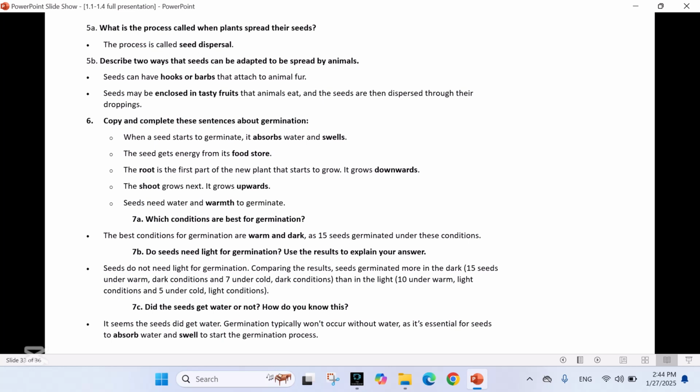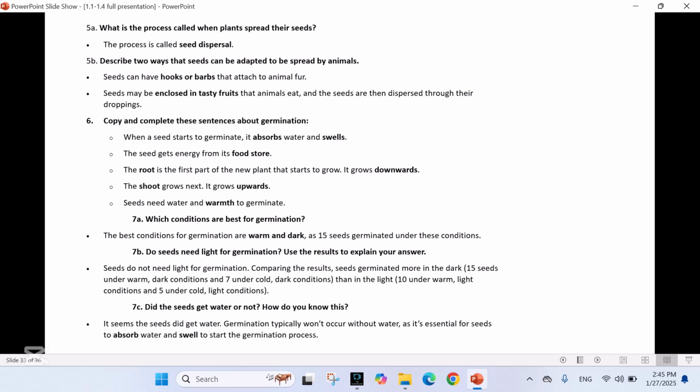Question number 5, Part A. What is the process called when plants spread their seeds? Answer. The process is called seed dispersal. Part B. Describe two ways that seeds can be adapted to be spread by animals. Answer. Seeds can have hooks or barbs that attach to animal fur. Seeds may be enclosed in tasty fruits that animals eat, and the seeds are then dispersed through their droppings.